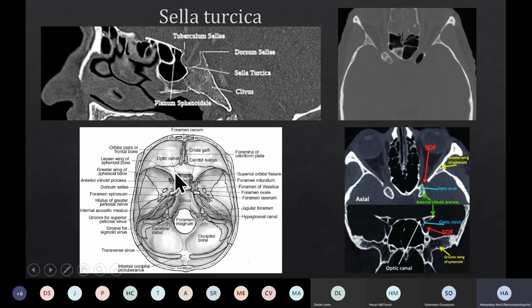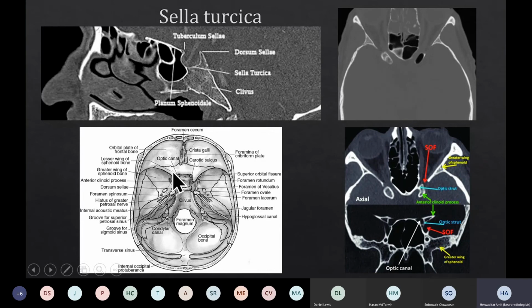But as we go more laterally, we reach into these extensions of the sphenoid sinus, if you like, which separated from the anterior skull base, and that's the lesser wing of sphenoid, and more laterally into the middle cranial fossa. This piece of bone here, a large wing of bone, is actually the greater wing of sphenoid.